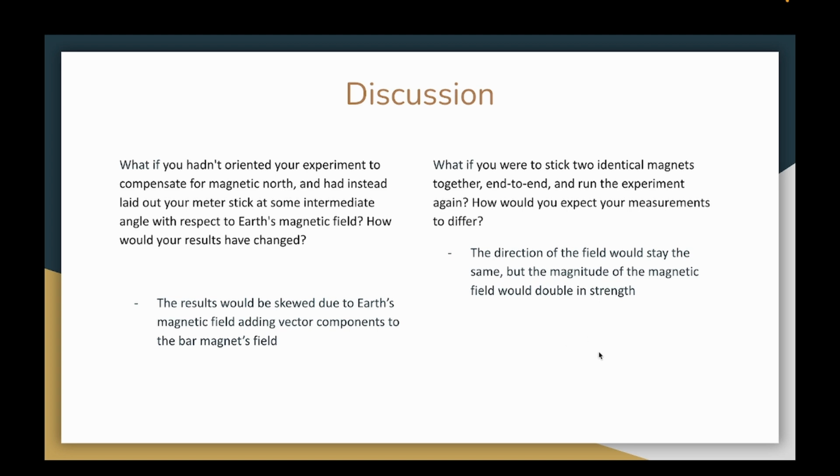And what if you were to stick two identical magnets together end to end and run the experiment again? How would you expect these measurements to differ? Well, the direction of the field would stay the same, but the magnitude of the magnetic field would double in strength.